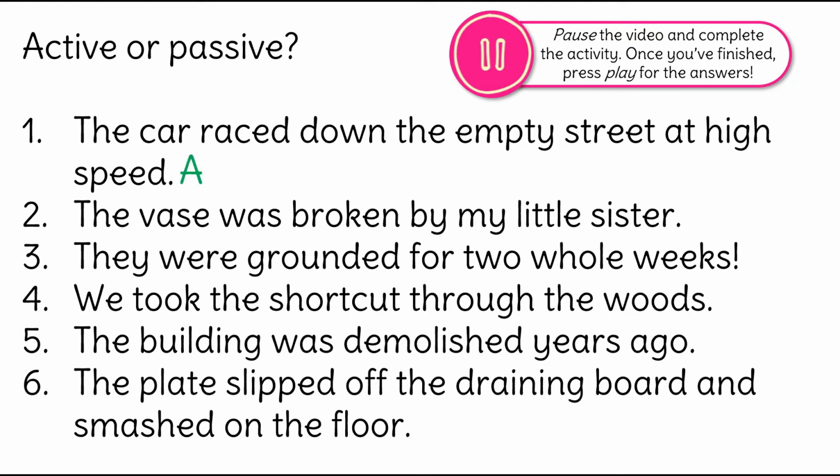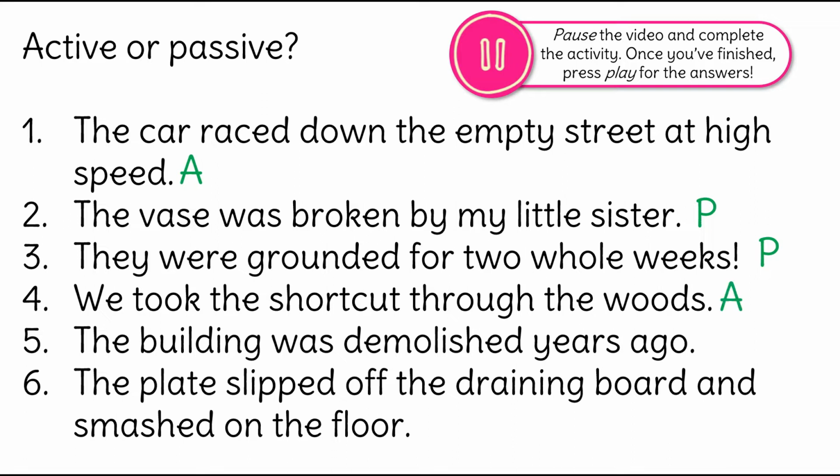Okay, so sentence number 1 is an active sentence. There's no auxiliary verb to be before the raced. Number 2 is a passive, was broken by in the middle, so you've got part of the verb to be, a past participle, and then you've got your prepositional phrase as in who did it, by my sister. Number 3 is a passive voice as well. Even though there's no by in there, you could put it in. They were grounded for 2 whole weeks by my parents would make sense, so therefore it's a passive sentence.